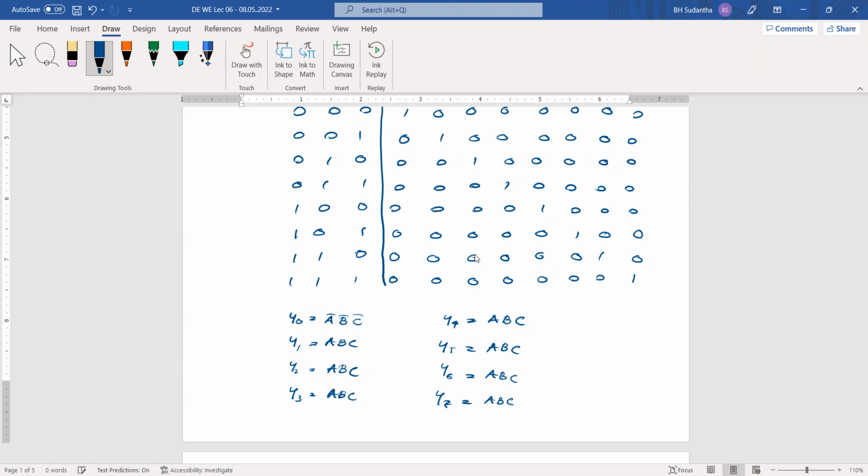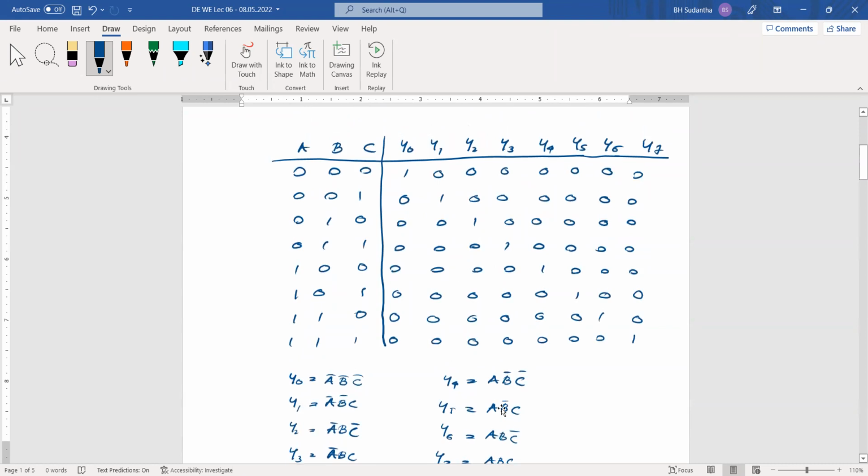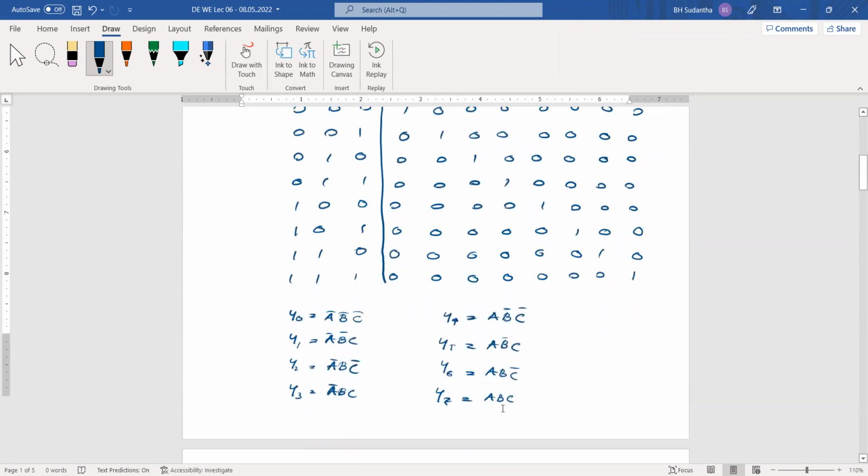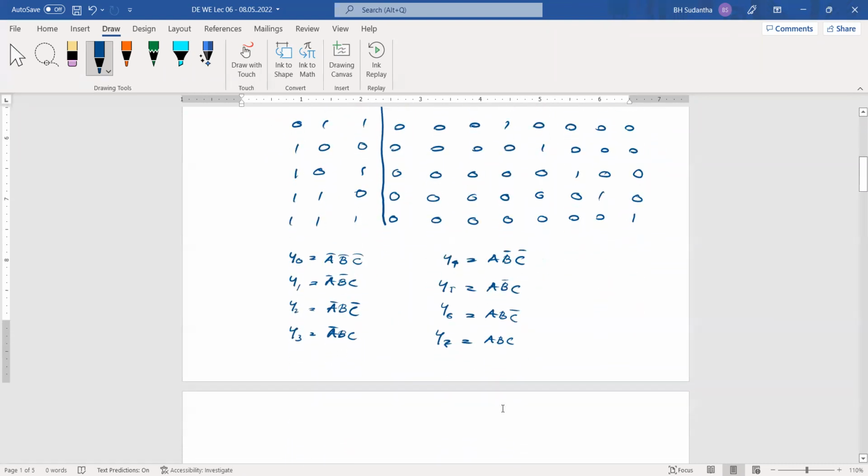This one A bar, B bar, C bar. This one A bar, B bar, C, A bar, B, C bar, A bar, B, C. Like this. Now, these are the 8 equations we can write for these output lines. Minimization is not possible. Then we can draw the diagram.